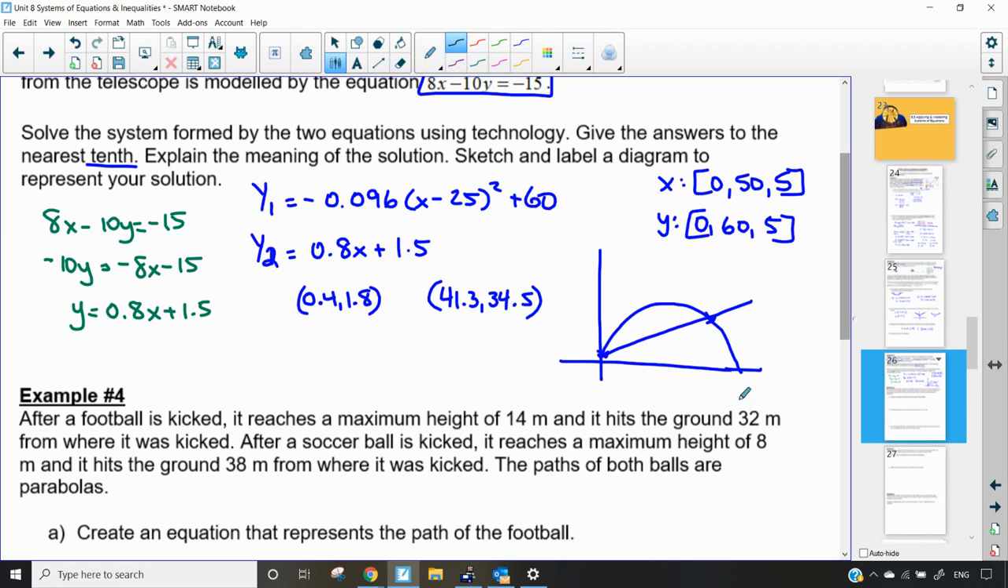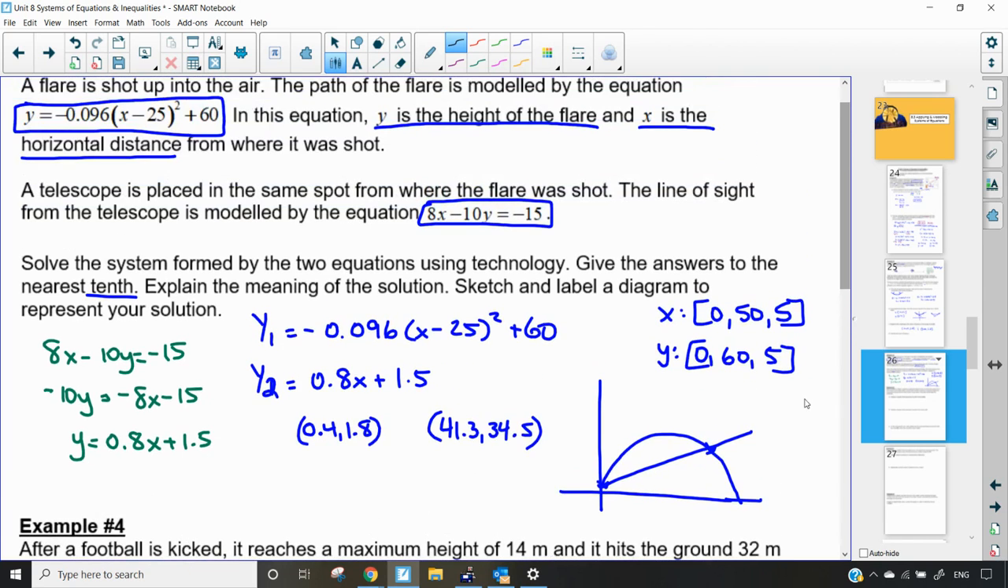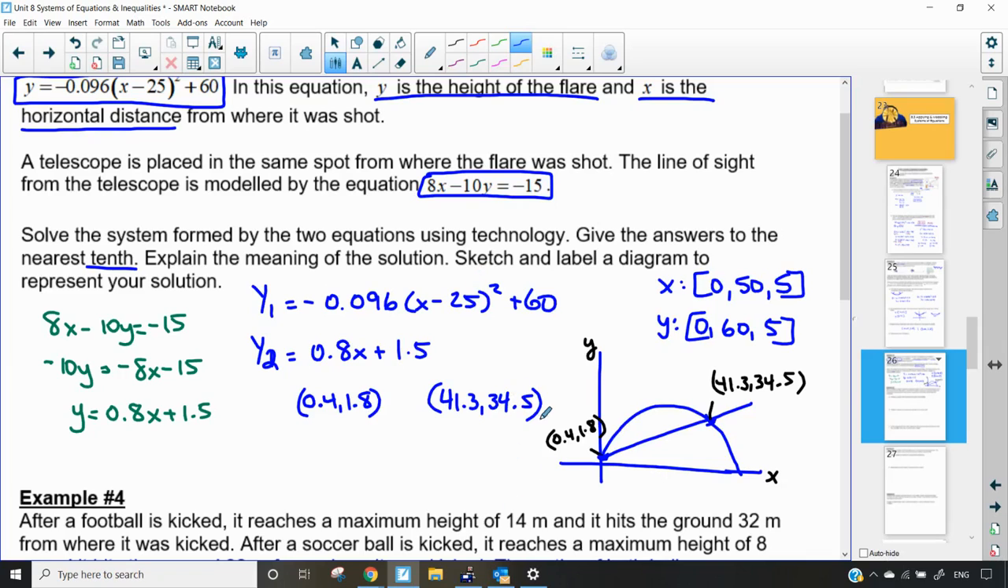So taking a look at our situation here, we know that if we go back to the original, the x value represents the horizontal distance, and the y value represents our height. And our first intersection point here is happening at 0.4 and 1.8. And then we have one happening at 41.3 and 34.5. Now let's take a look at what those numbers mean in the context of the question.